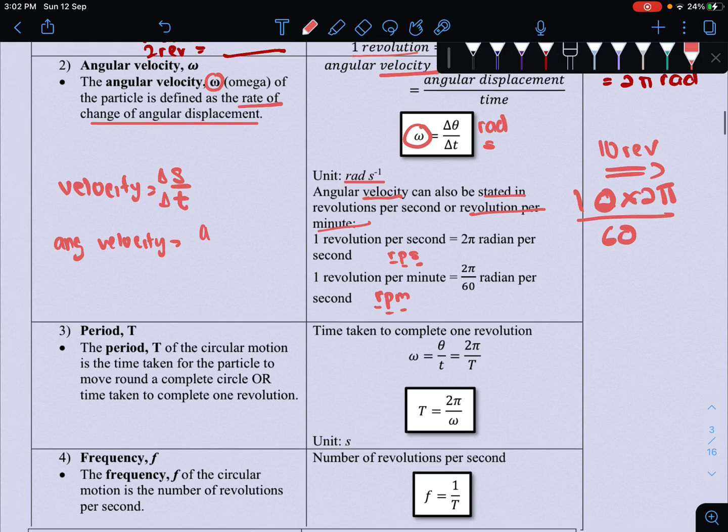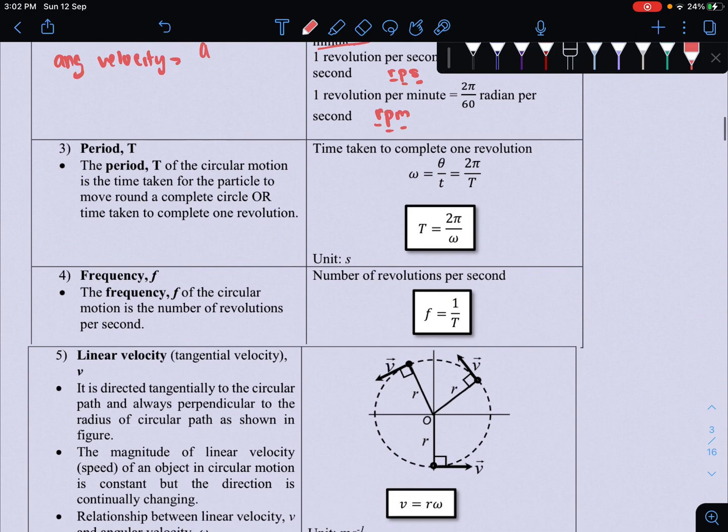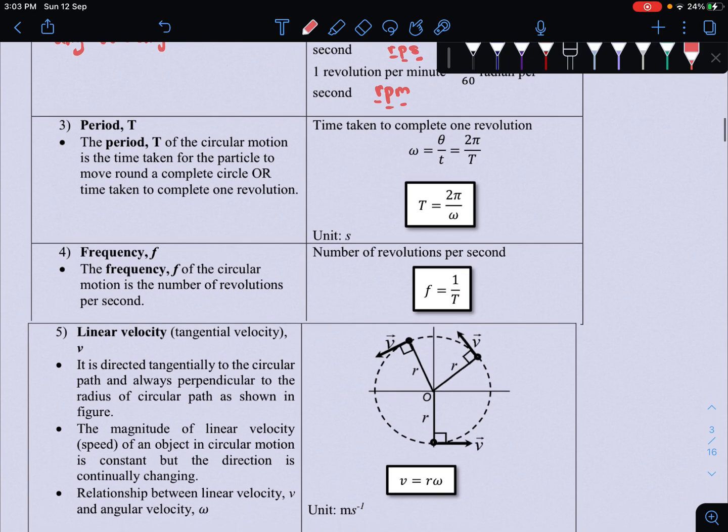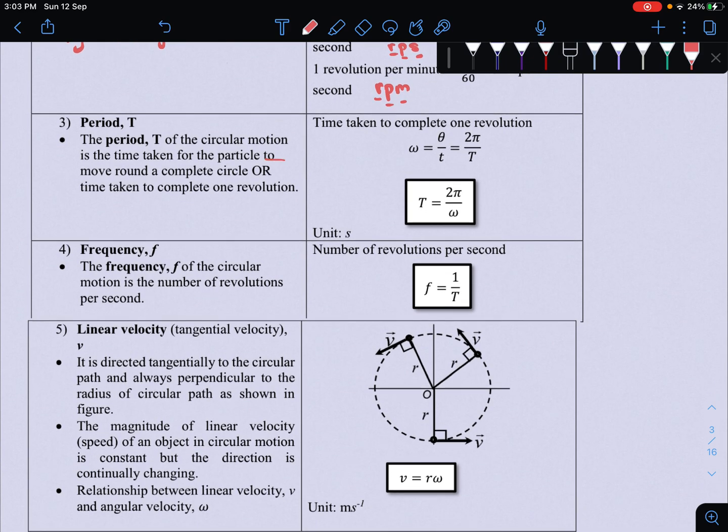Okay. Alright. The next term dekat sini adalah period. Period adalah satu benda yang you have been constantly encountering ataupun you have already studied lah before this. The period of a circular motion is the time taken for the particles to move around a complete circle.